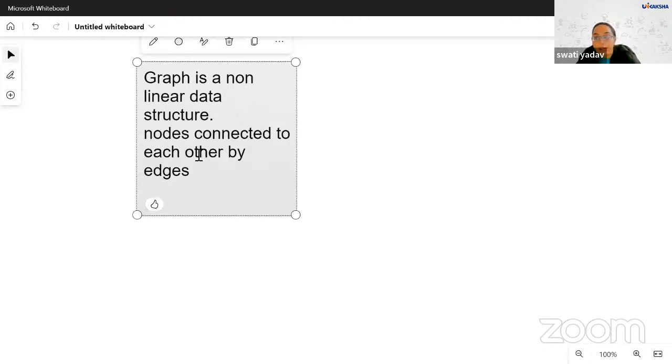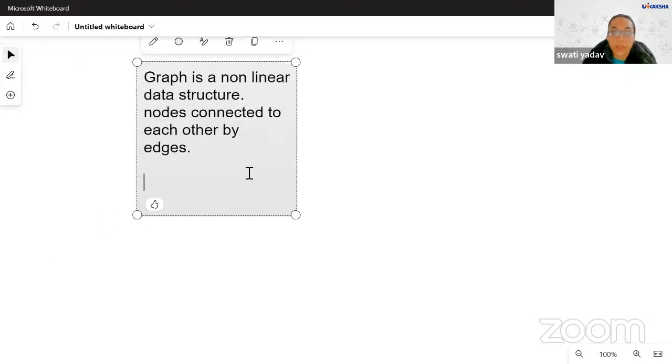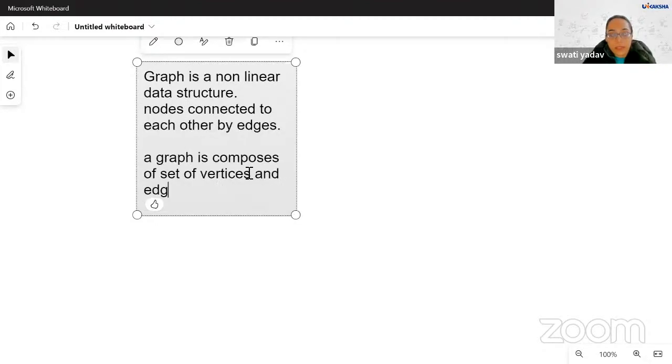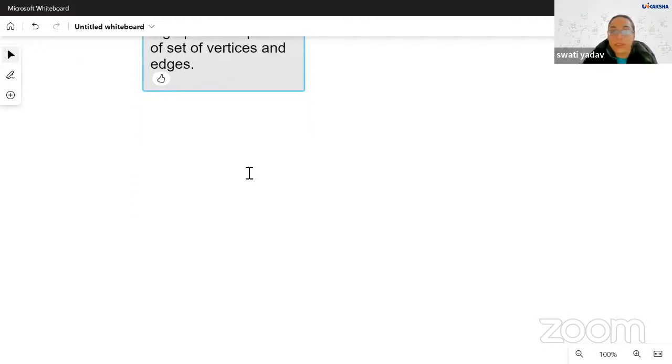So vertices in a graph, the vertices like A, B, C, D, are sometimes referred to as nodes. And edges are the lines or the arcs that connect any two nodes in the graph. So formally, you could say a graph is composed of a set of vertices and edges. Basic definition.